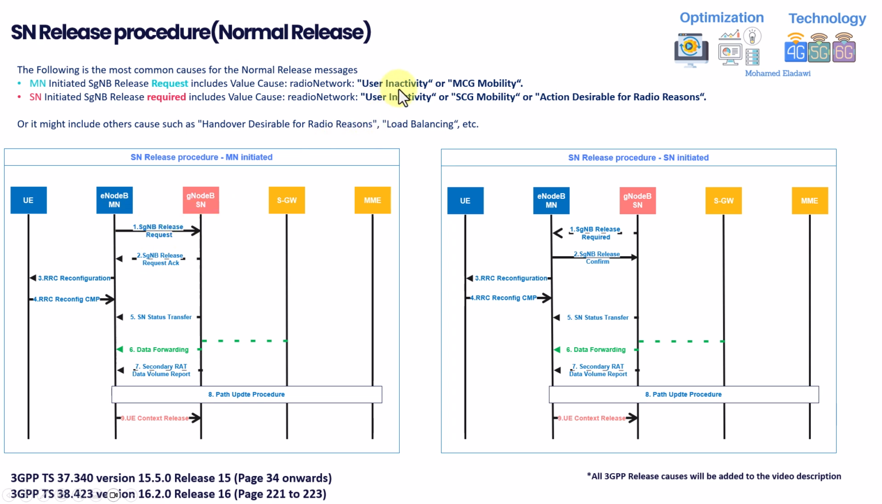But this user activity release can be requested by the master node, or can be requested by the secondary node. This is based on the parameters or network configuration. It can be based on either MN or SN.